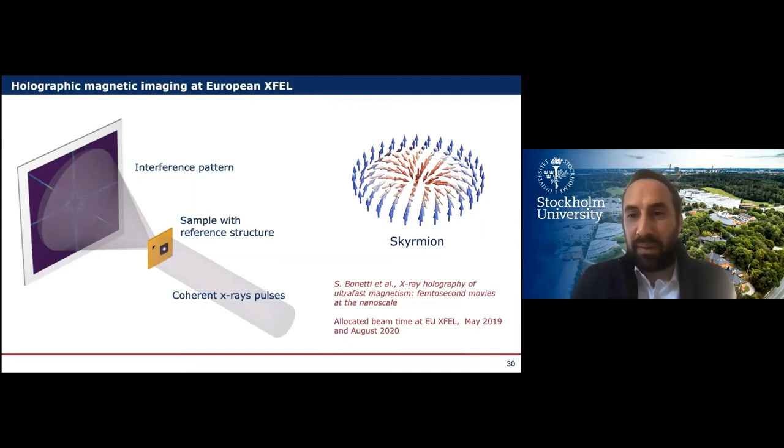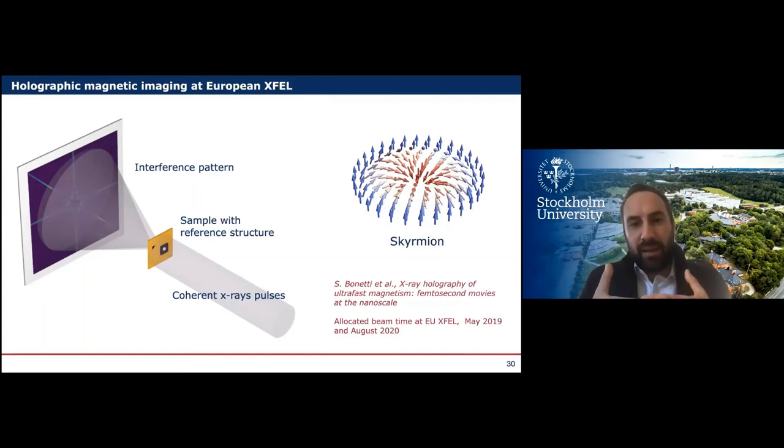And the way you do holography is, you use this technique called magnetic holographic imaging, in this case of magnetism. The idea is relatively simple. You need to have a coherent source, which is our X-rays, with a small enough wavelength so that you can actually resolve the thing.